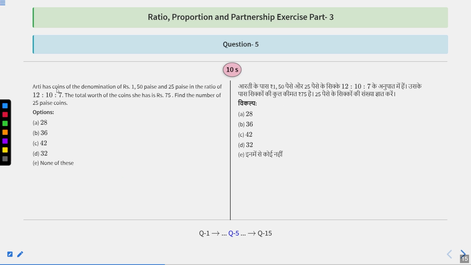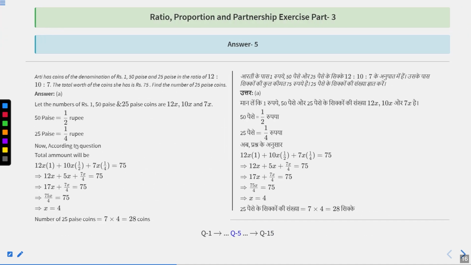Next question is, Aarti has coins of the denomination of ₹1, ₹50 and 25 paise in the ratio of 12:10:7. The total worth of the coins she has is 75 rupees. Find the number of 25 paise coins. You have 5 options and 10 seconds to analyze the question. Now time's up. Let's see the solution.